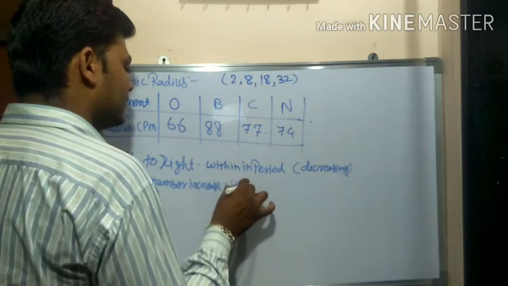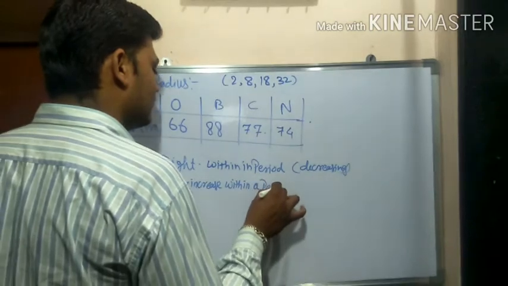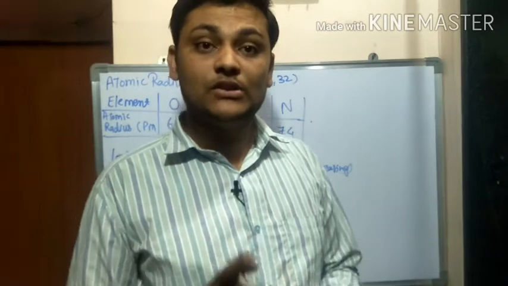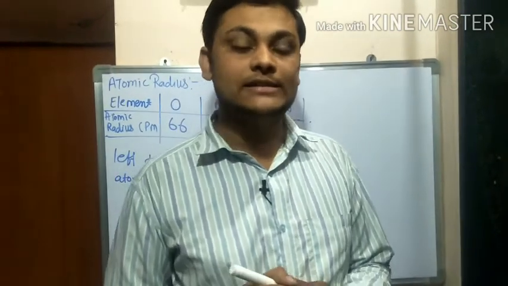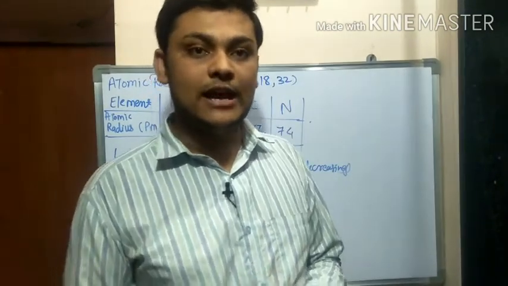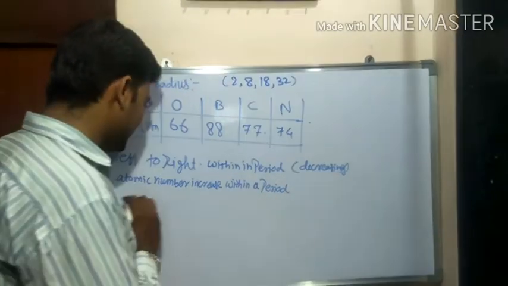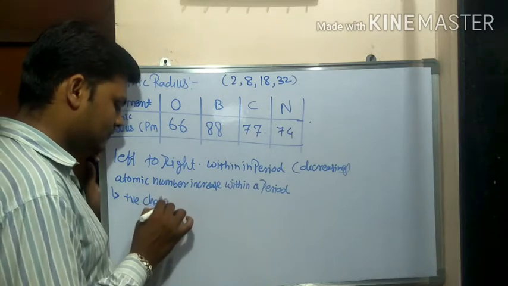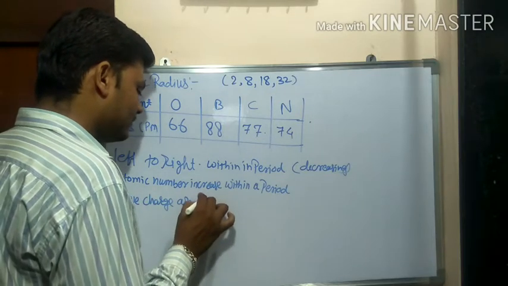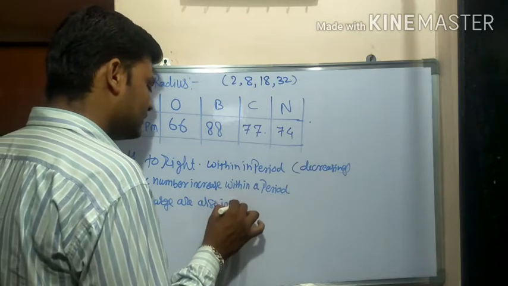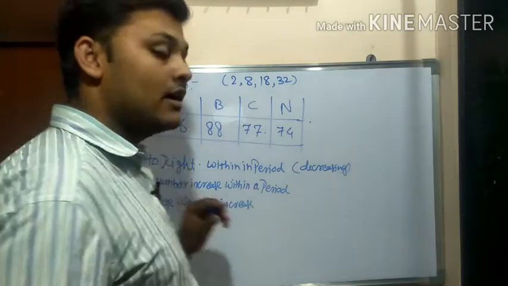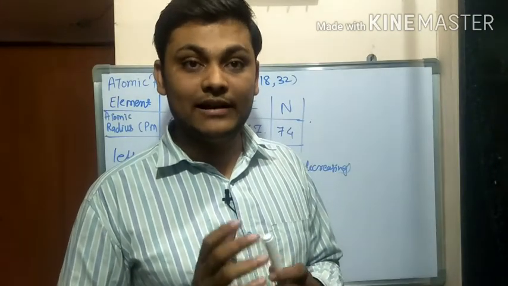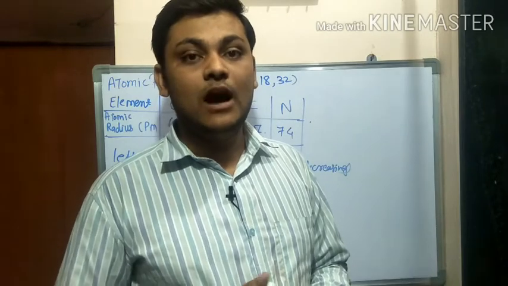Within a period, atomic number increases because the positive charge on the nucleus increases by 1 unit at a time. That is why this happens, because positive charges also increase. However, the added electron gets added in the same outermost shell.